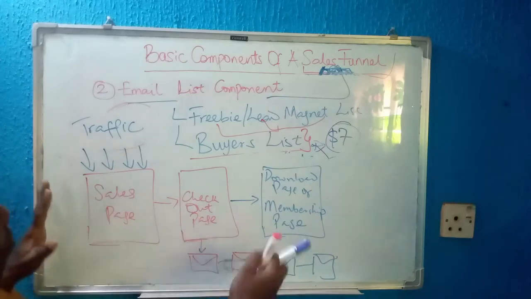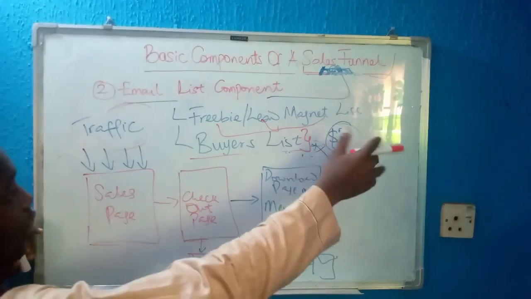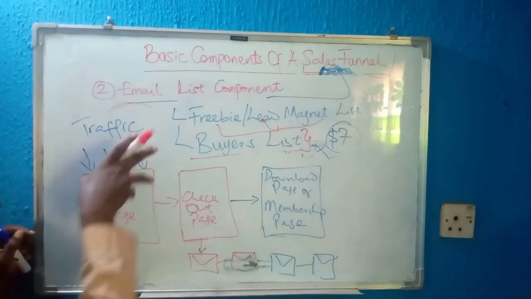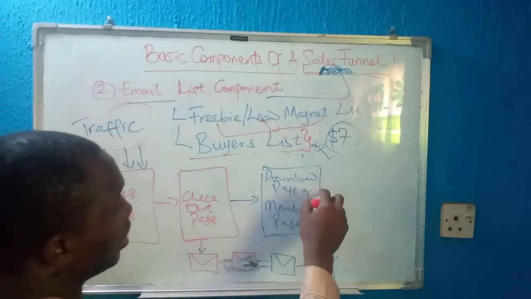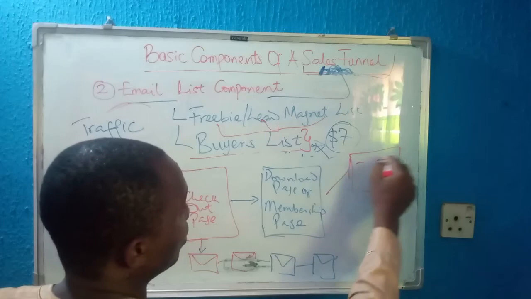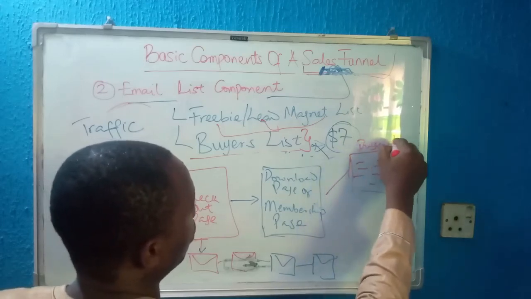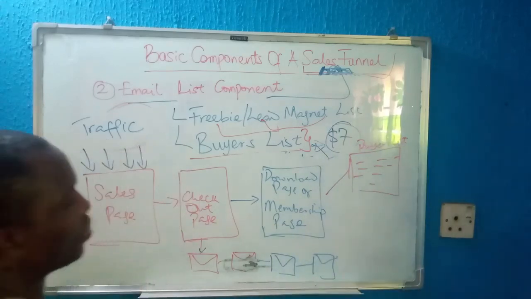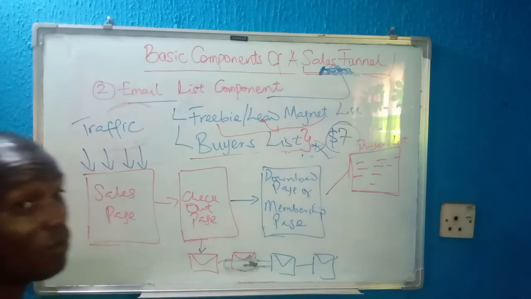So this is a simple sales funnel using the buyers list component. We have a sales page, a checkout page, and a download page. So now this company or anybody who has this has a buyers list. They can keep sending mails to them, telling them about other offers, checking up on them, and doing a whole lot of other things.